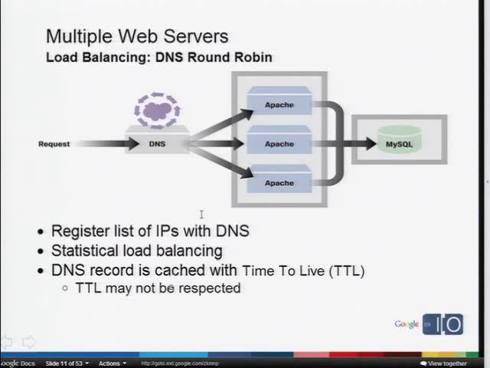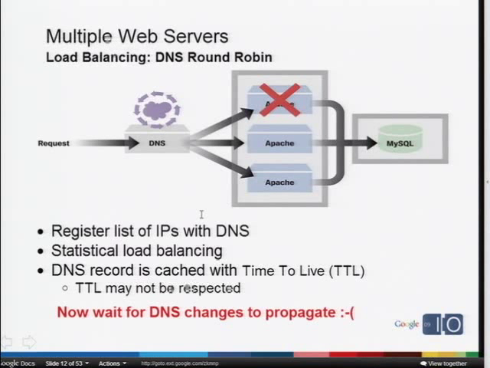So one other thing that you do when you set this up is that when you register your record with DNS, you give it a time to live, or a cache time. This is great for DNS because it allows them to hold on to your configuration for a while before having to check to see if it's changed. But the bad news is that a lot of name servers won't respect your configuration. And what this means is if one of your web servers goes down, now you have to wait for DNS changes to propagate. And that may take a long time to reach all the name servers.